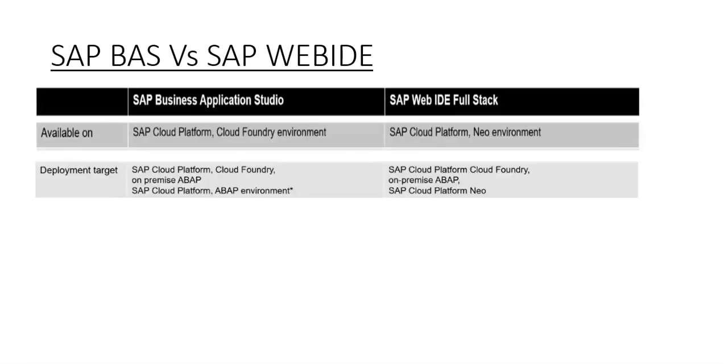Next is the deployment target. Once you create the applications, UFI applications or any application, the deployment target for Business Application Studio applications is the Cloud Foundry and on-premise ABAP systems only. And as you know, the Web IDE will be deployed onto the Cloud Foundry as well as Neo. Till now you are doing the same thing, but moving further we don't have the Web IDE tool.